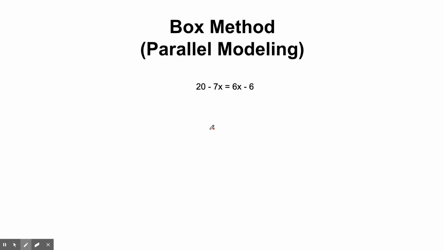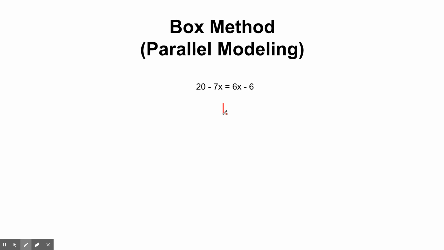What I want to show you now is another method we can use to solve equations, especially when I've got variables on both sides of my equal sign. We call this method the box method or parallel modeling. So if I look here, here's my equation: 20 minus 7x equals 6x minus 6.